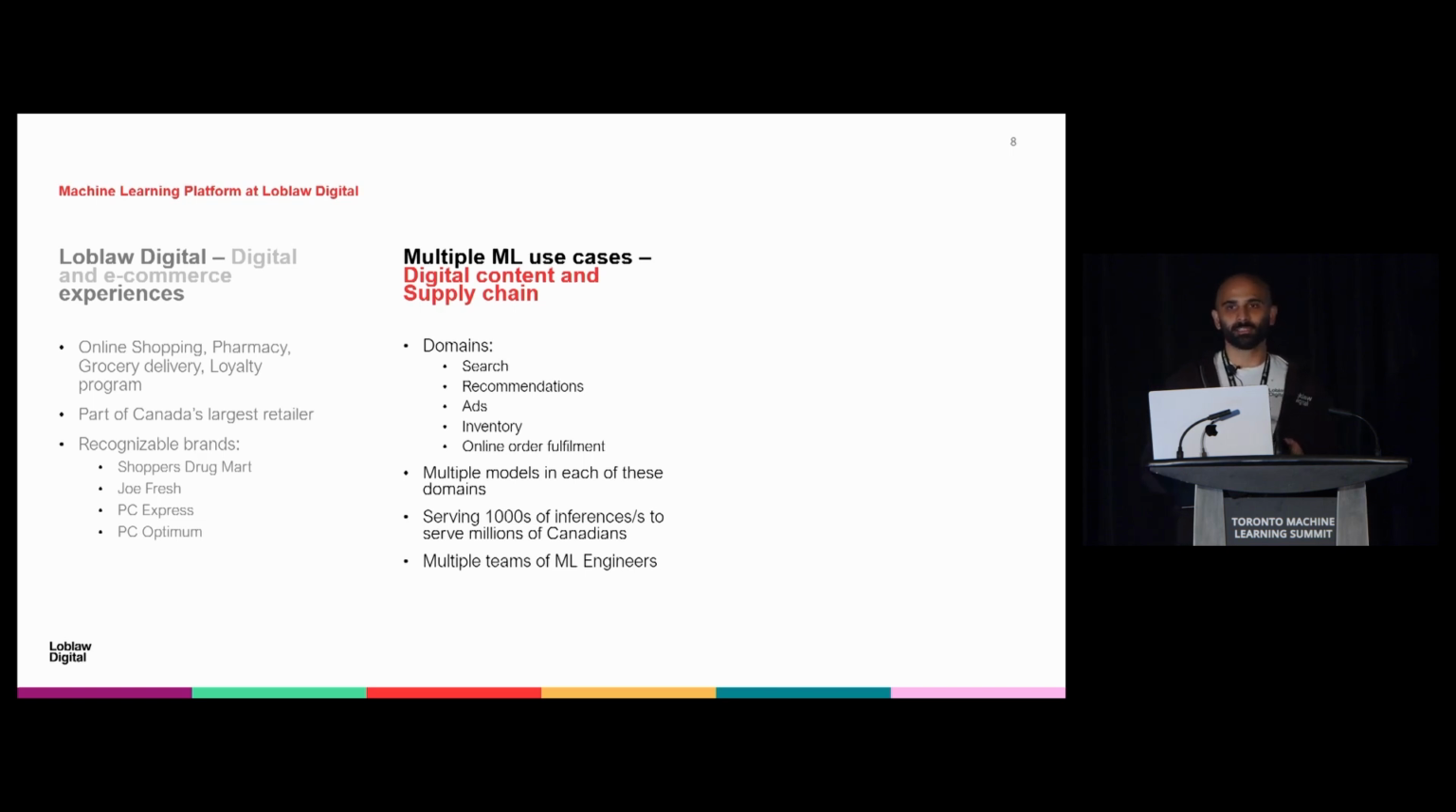We build models for multiple use cases. Specifically, we work with product domains for digital content, such as search, recommendations, ads. We also work with supply chain domains, such as inventory and order fulfillment. We have multiple models in each of these use cases and domains. And across these models, we serve thousands of inferences per second to serve millions of Canadians. And to ensure this happens very smoothly, we have several teams of MLEs working to create, implement, productionize, and improve all these models.